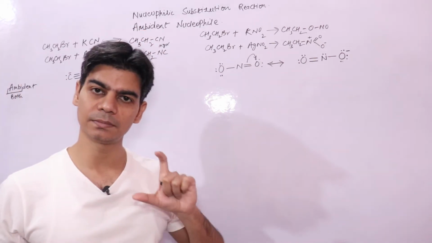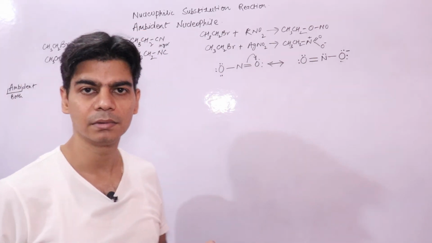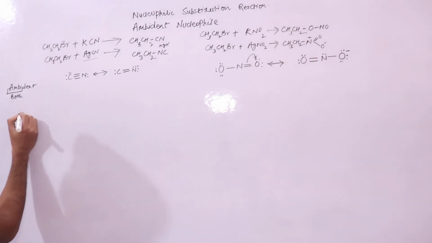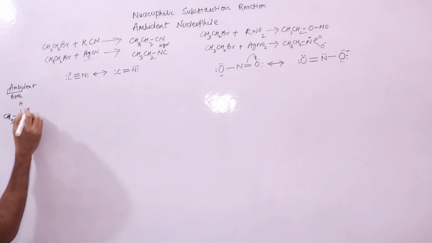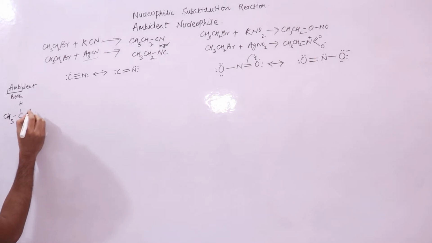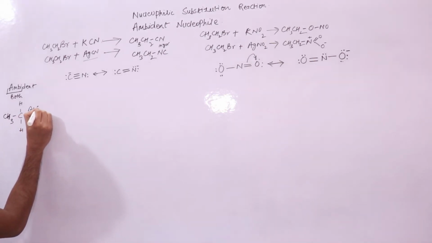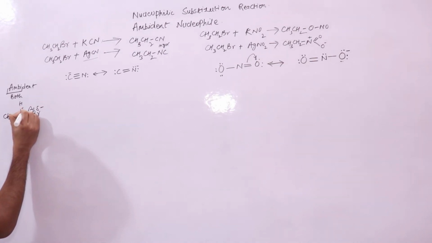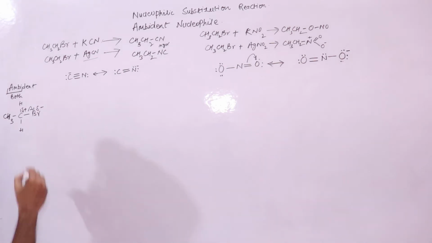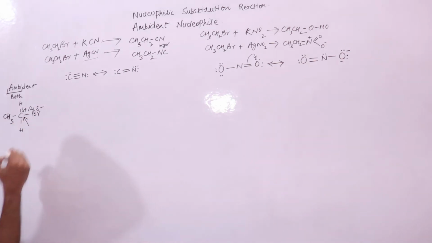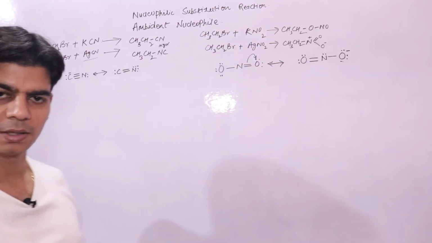This is joined to the electron deficient carbon. We know that in an alkyl halide, this is the negative center, this is the positive center. So what a nucleophile will do is attack this electron deficient carbon atom of the alkyl halide.